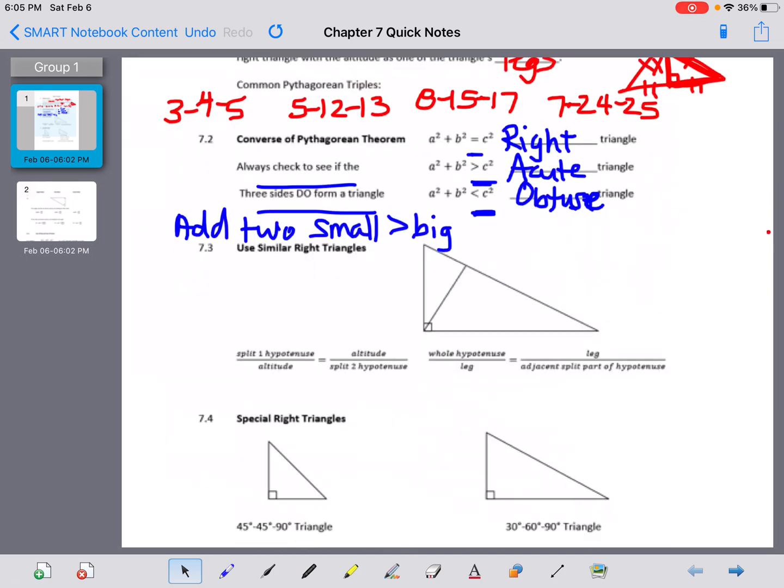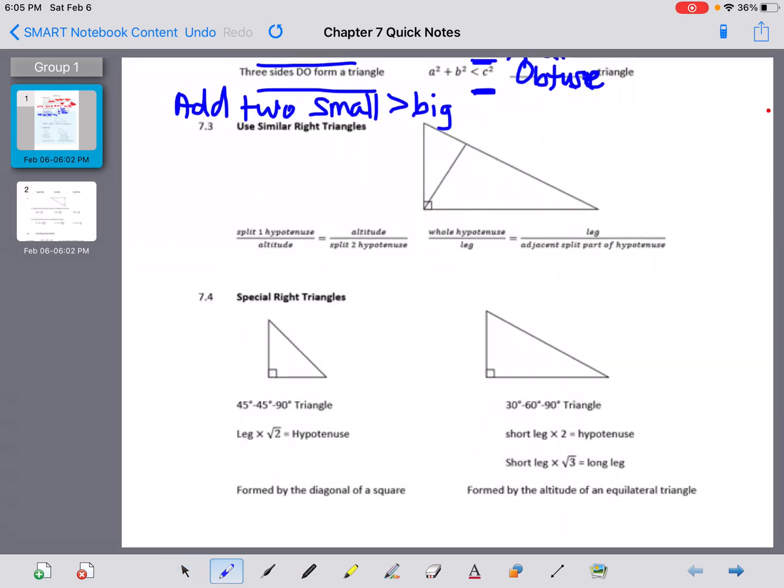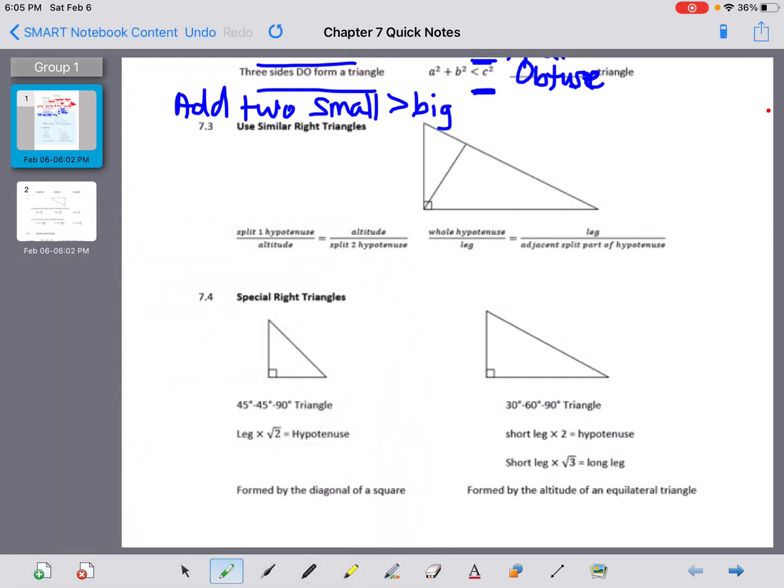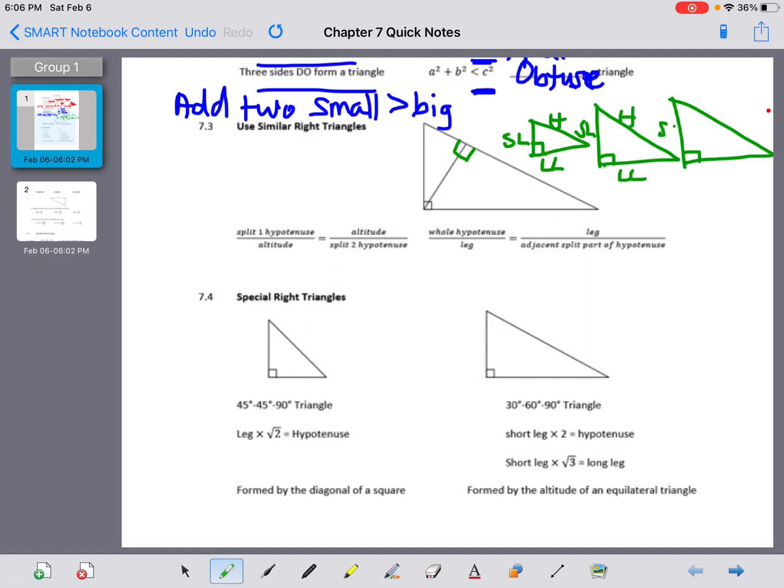All right, don't forget that 7.3 section. This is the one kind of dreaded section for us. Sometimes we have to do this. Don't forget, when we split these up, my altitude, remember I have a small triangle, I have a medium triangle, and I have the big triangle. Remember that, right? And I have a short leg and a long leg and a hypotenuse, in each of the three triangles, okay?